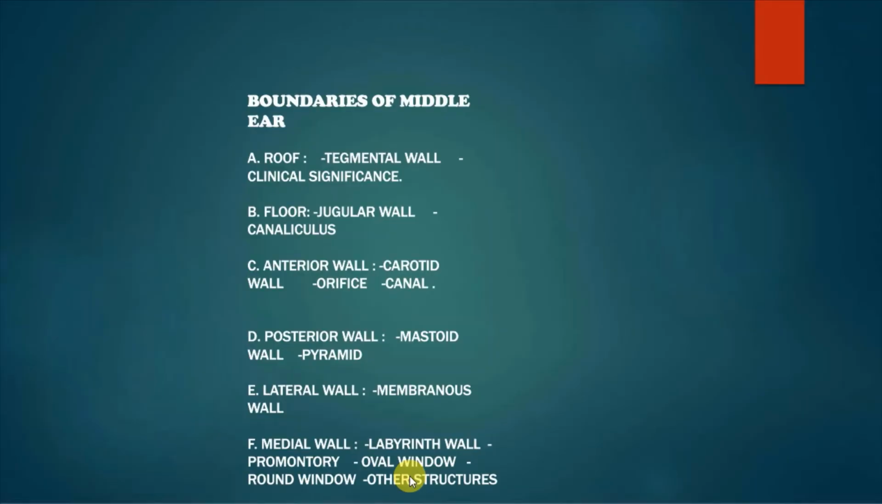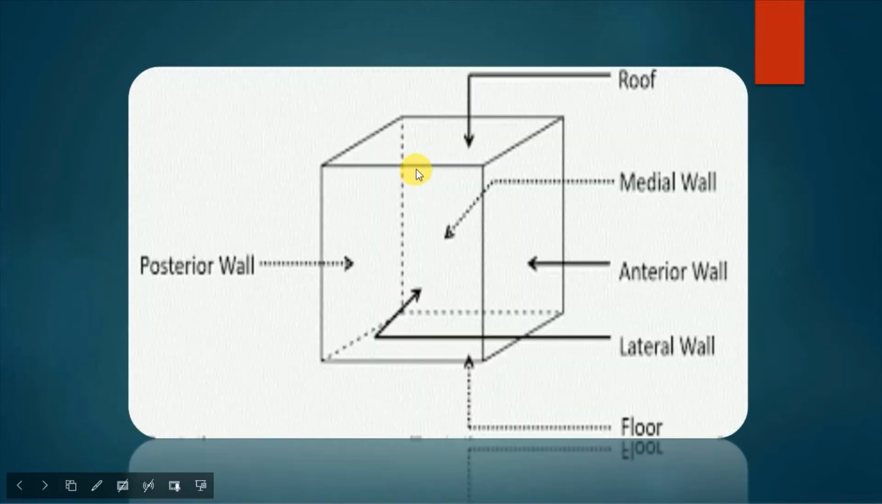Now, some other structures present in the medial wall: above here, around here, we are going to have a canal for the facial nerve, and above it, around here, we're going to have a bulge for the horizontal semicircular canal. For now, just remember this. We're going to see a diagram ahead and it's going to become super clear.